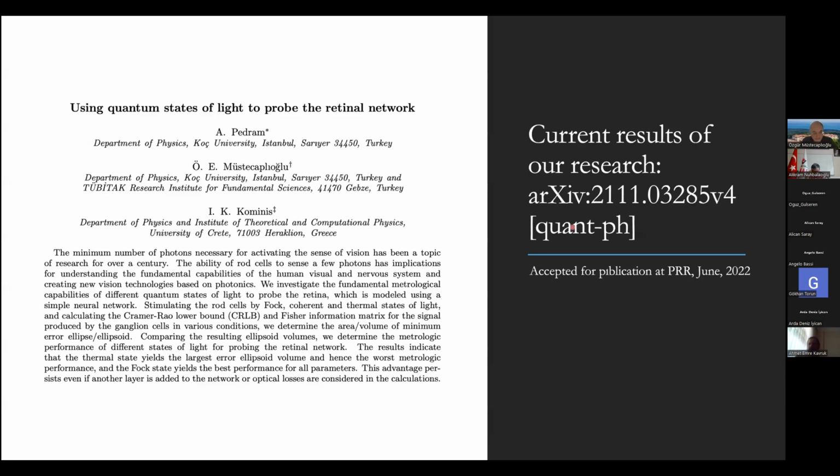So we started to work on this question last year, funded by TÜBİTAK, and our efforts led to this paper. It is available on arXiv, and we are happy that it was accepted for publication last month in Physical Review Research. So you can read through this, and if you're interested, I will not go into too much detail, but you can write to me if you have any questions, and we can discuss more. I will mainly make an overview of our results published in this paper available on arXiv.